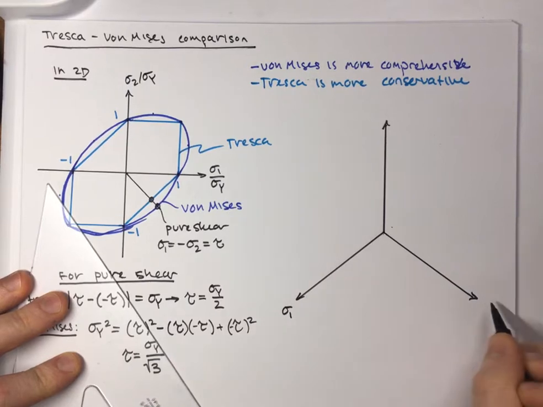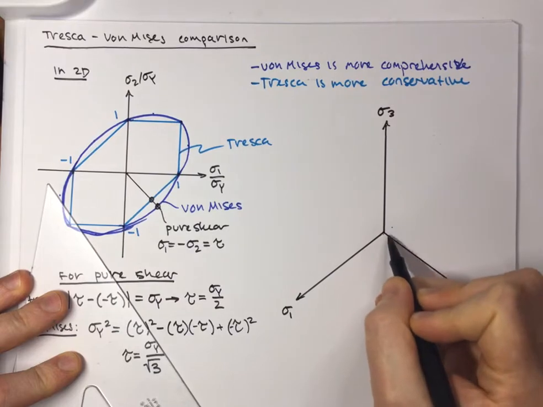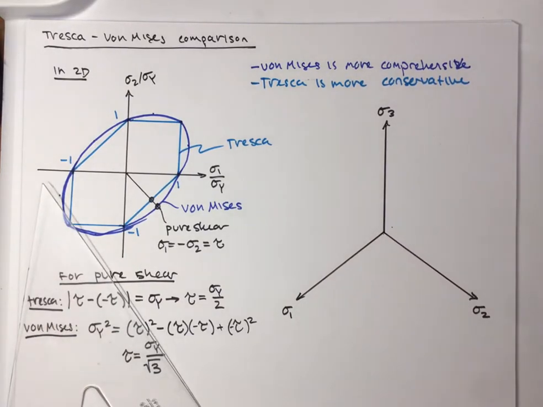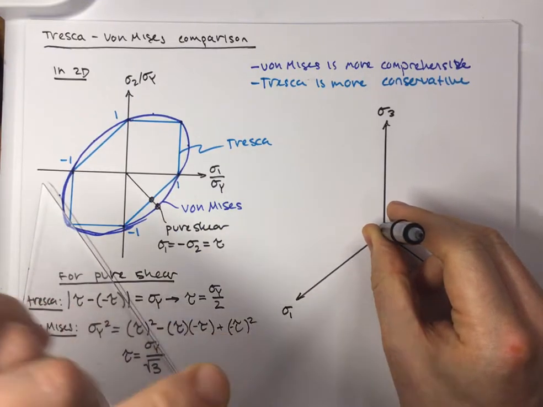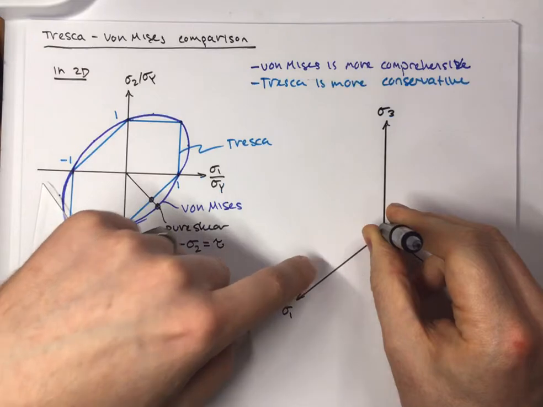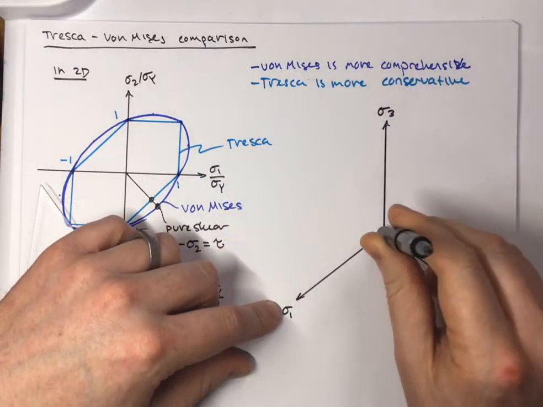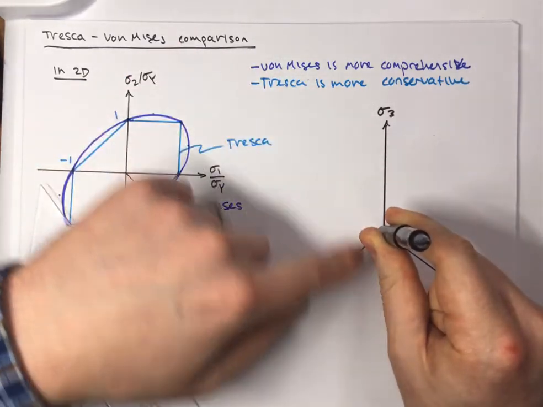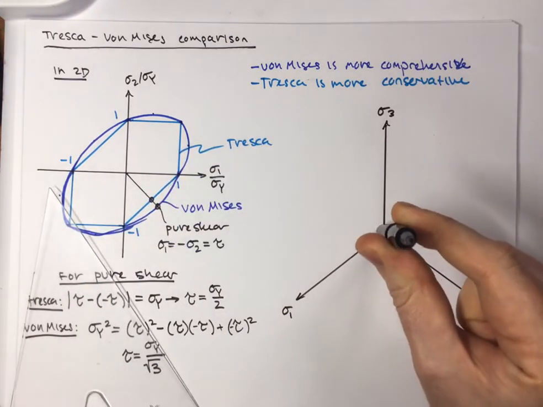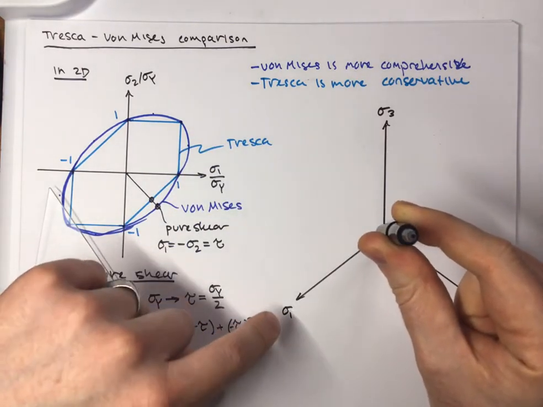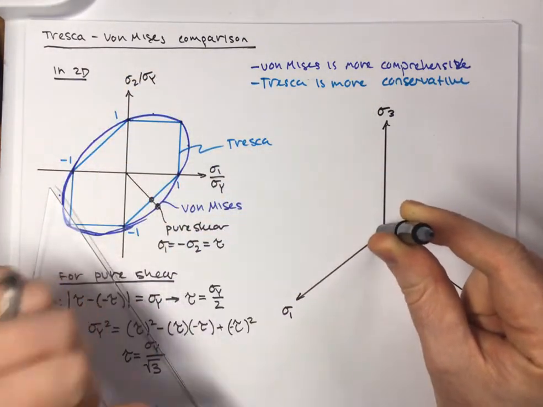Okay, so this is going to be sigma 1. This is going to be sigma 2. This is going to be sigma 3. And so these are still 90-degree angles, but what we're doing is we're kind of looking down a line which is equal amounts of sigma 1, sigma 2, and sigma 3. So this is sigma 1 equals sigma 2 equals sigma 3. That's this line. This would be our isotropic pressure line. All right, so for any value of P, sigma 1 equals P, sigma 2 equals P, sigma 3 equals P, that would be this line. And it's coming straight out of the page.